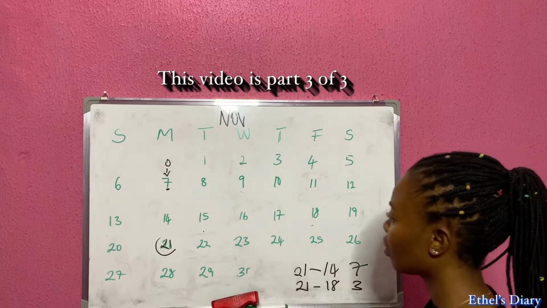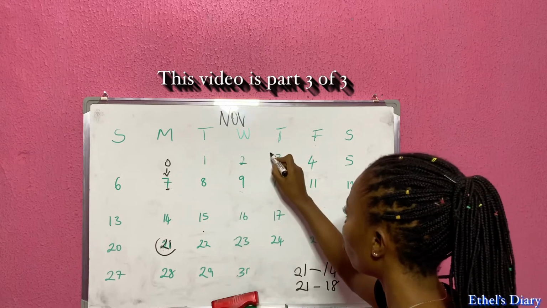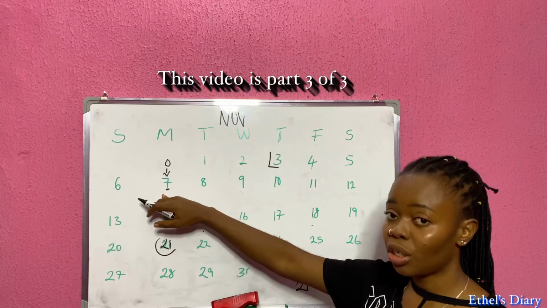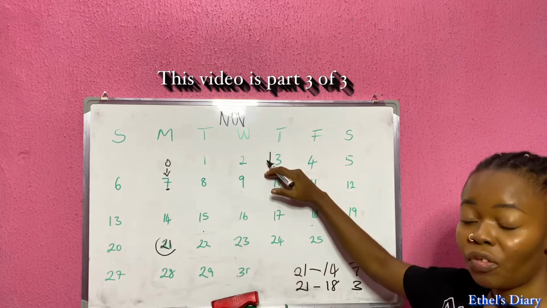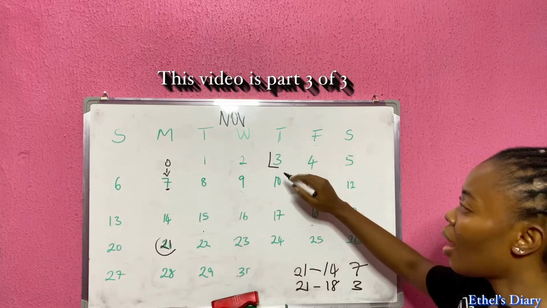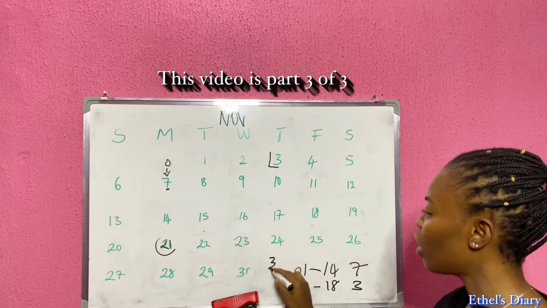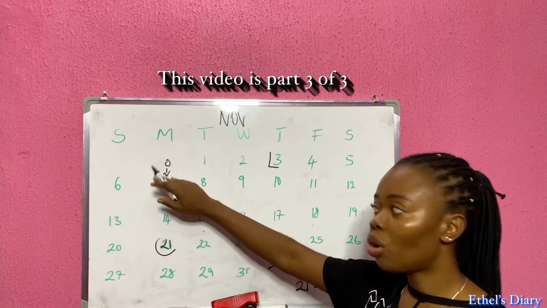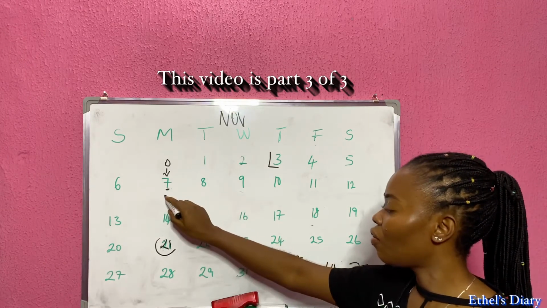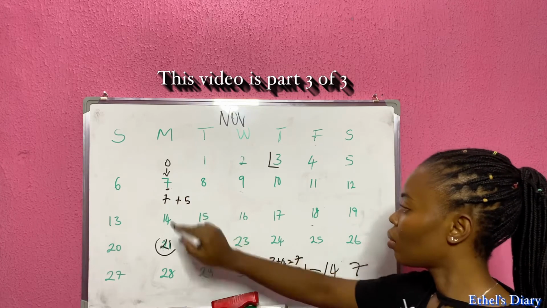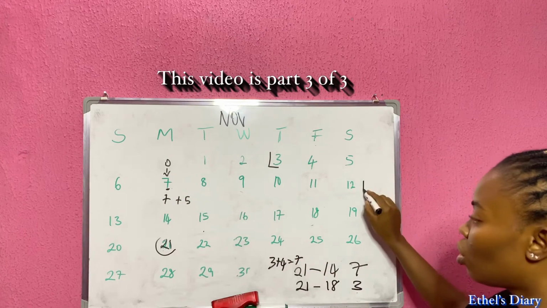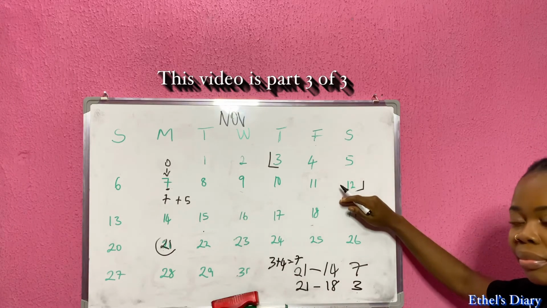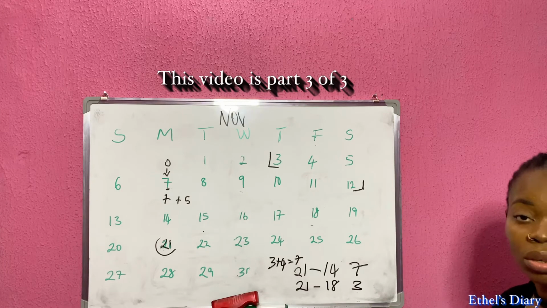Now this marks the beginning of your fertile window. This is your possible day of ovulation, and this is the beginning of your fertile window. What you will do is add 4 to 3. You say 3 plus 4, it will give you 7, which is still your ovulation day, and add 5 to 7, which will give you a 12. 1, 2, 3, 4, 5, which is the end of your fertile window.